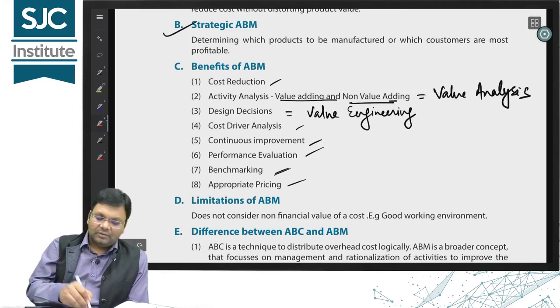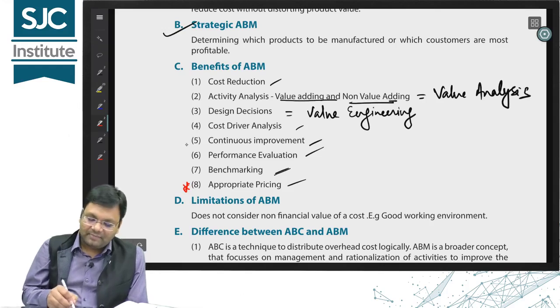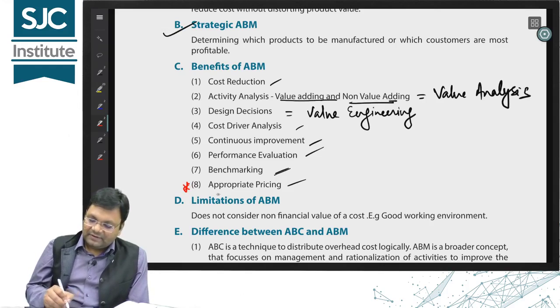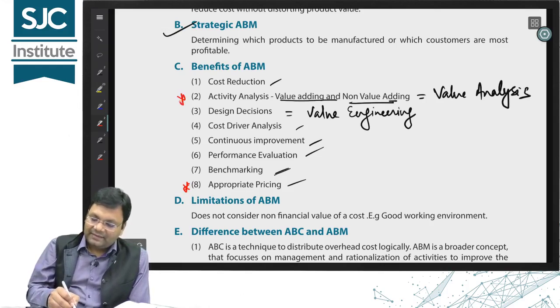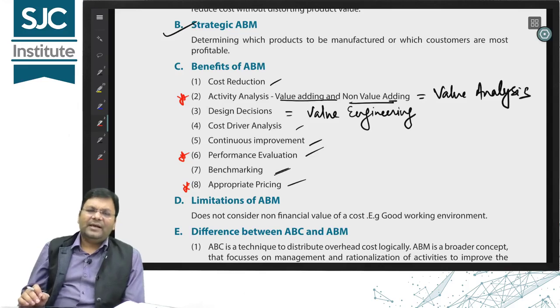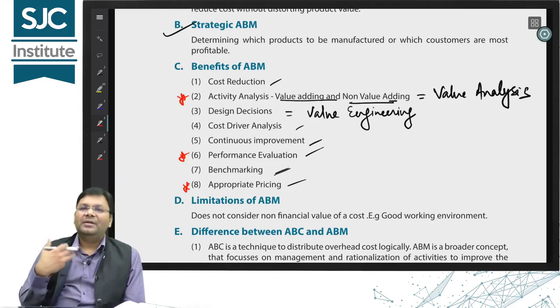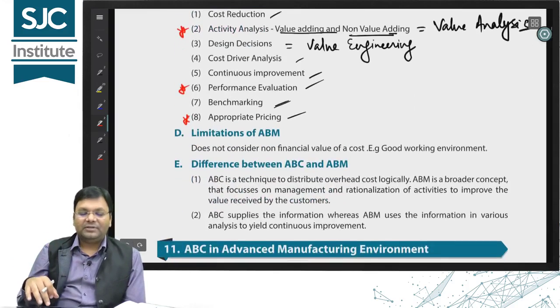Out of these, I will say there are three very important ones which you can always remember. First is pricing, second is activity analysis, third is performance evaluation. Most of the questions usually ask what can be the benefits of ABM. So writing that is of course required in the context of the given question, and in that you can put these 3 points as minimum points whenever any question is there.